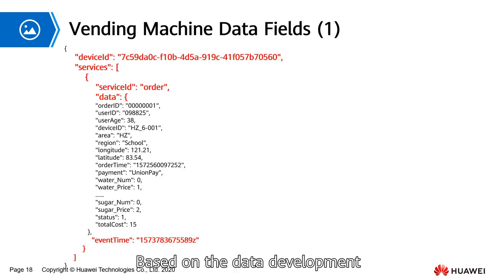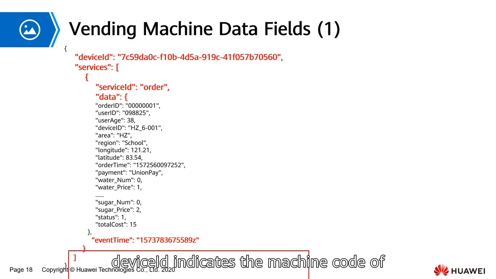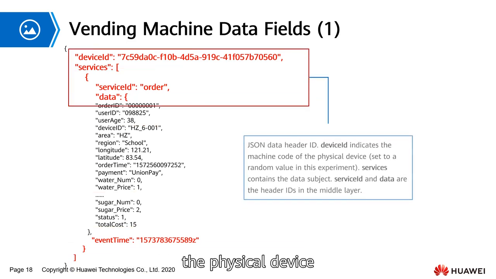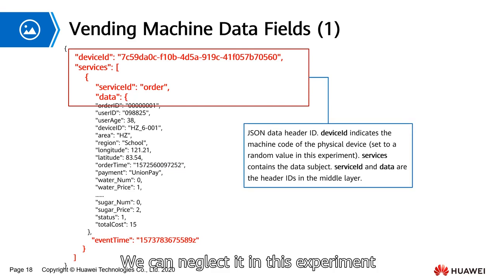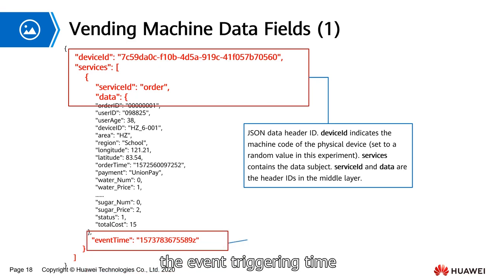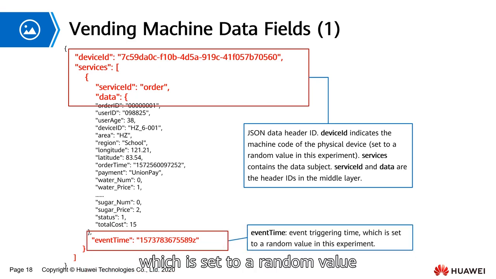Based on the data development of the development board, data in the unified JSON format can be reported. The related fields are as follows. In the JSON data header identifier, device ID indicates the machine code of the physical device. We can neglect it in this experiment. Services contains the data body. Service ID and data are the header identifiers of the middle layer. Event time indicates the event triggering time, which is set to a random value in this experiment. The transaction time is recorded by order time at the inner layer.